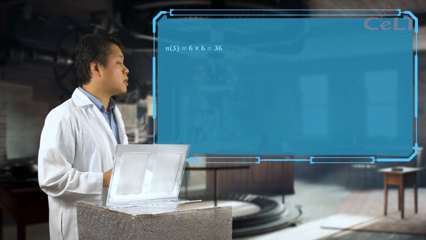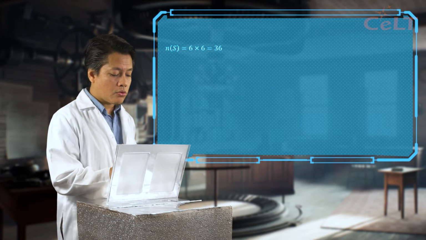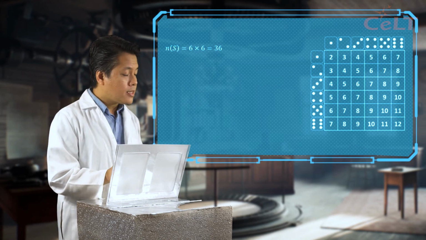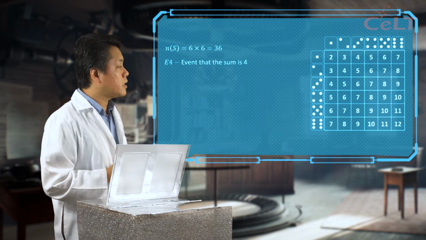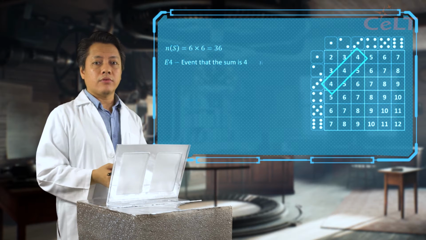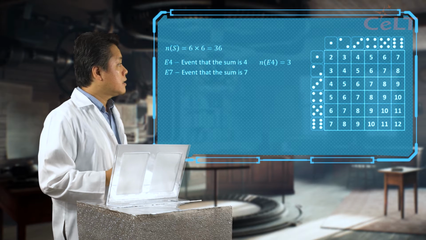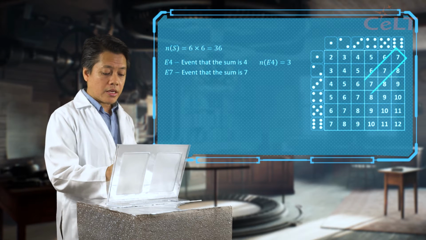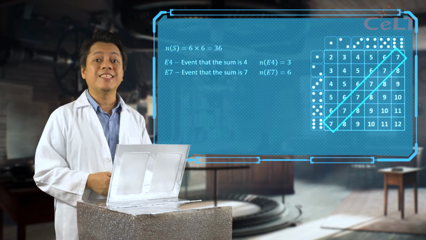n(S) is the notation for the size of the sample space, and it will be much easier to digest the information if we use a table. The sum of the two numbers can be anywhere between 2 and 12. Say that E4 is the event that we get a sum of 4. From the table, we know that there are 3 possible outcomes to get a sum of 4. So n(E4) is equal to 3. Now say that E7 is the event that we get a sum of 7. By again inspecting the table, we know that there are 6 possible outcomes to get a 7.